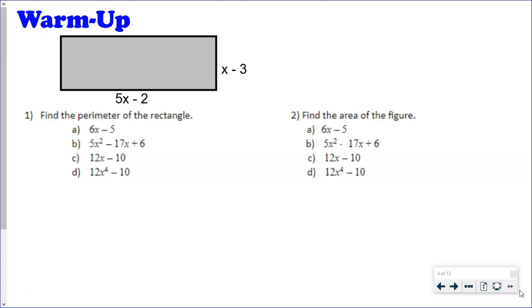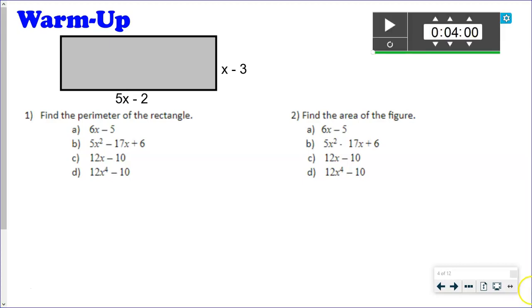So this first one says find the perimeter of the rectangle, and number 2 says find the area of the figure. So if you guys would go ahead and work these two warm-ups and then come back to me when you're done. Go ahead, pause the video, and then come back.